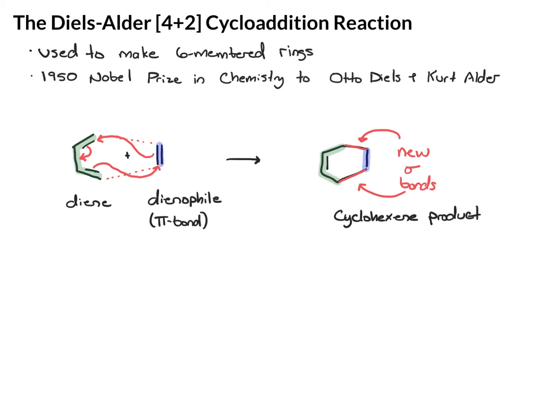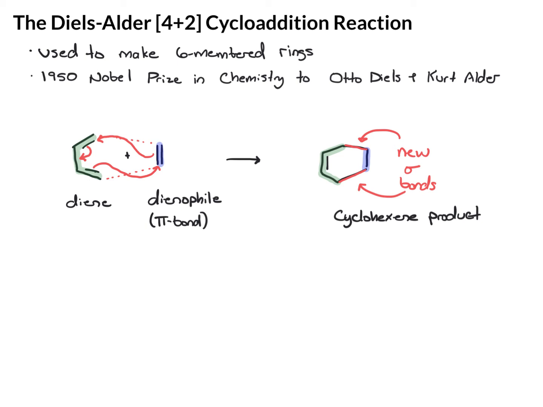This is the core of everything we're going to talk about in this section. You'll find we're going to make this more complicated by adding some groups onto the dienophile, adding some groups onto the diene. We're going to look at how those groups affect the reaction rate and then potential stereochemistry in the product. But at its heart, you always form this cyclohexene core.